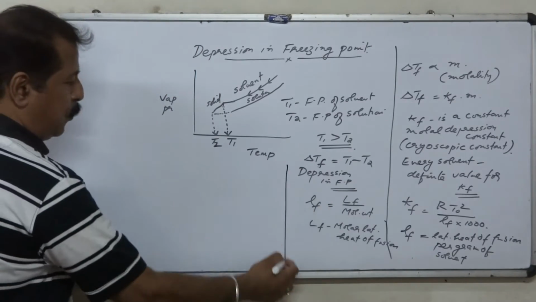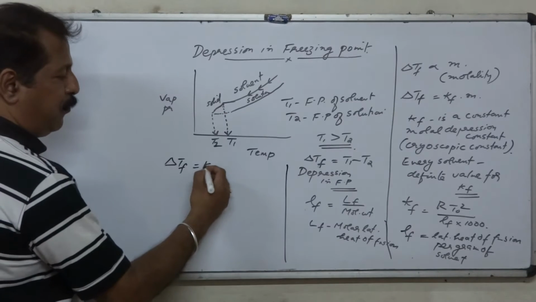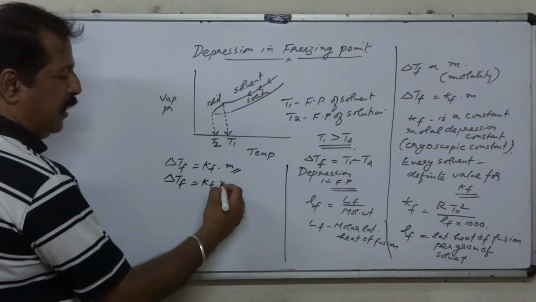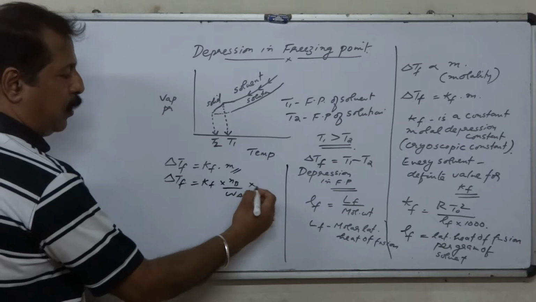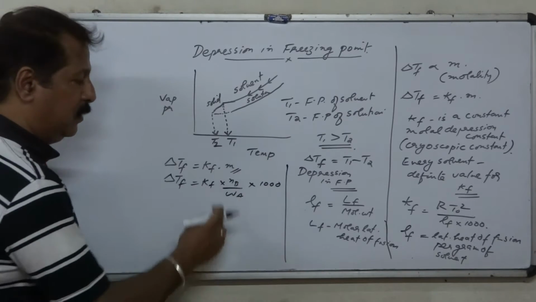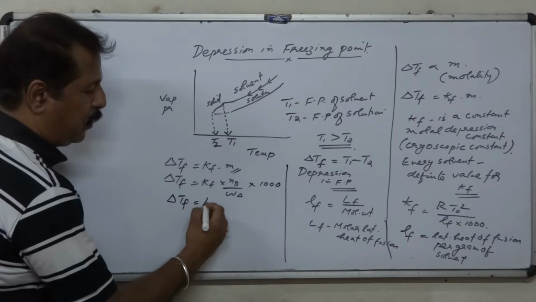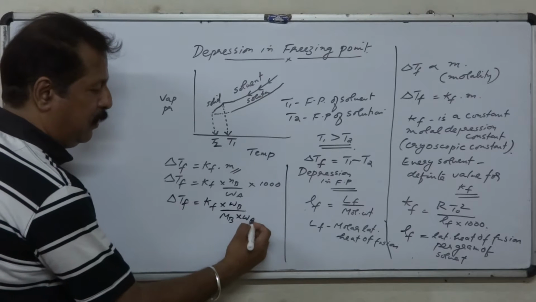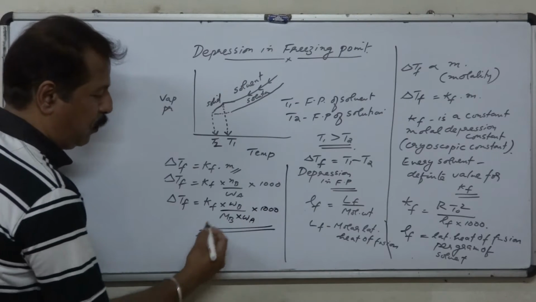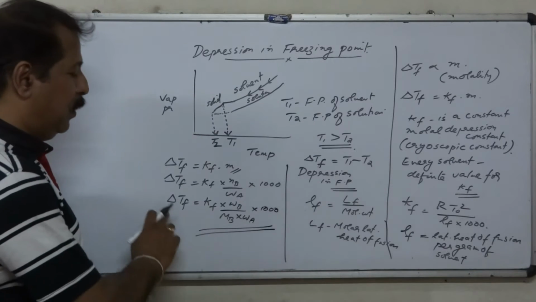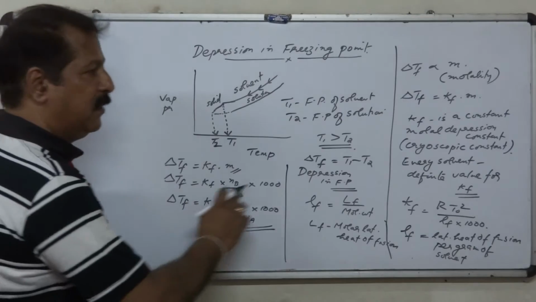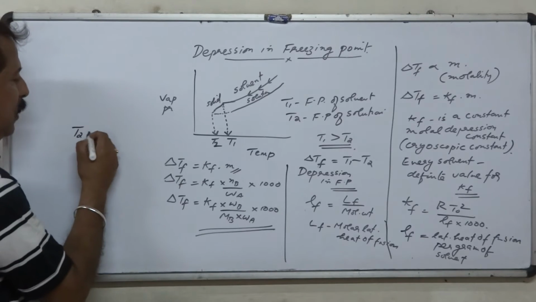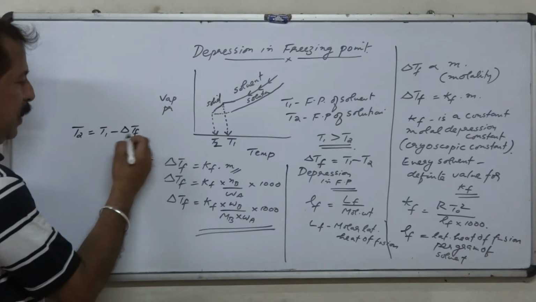After this you substitute here: delta TF is equal to Kf into m. So delta TF is equal to Kf into nb divided by Wa into 1000. That is the expression for molality. For nb you substitute Wb by Mb, so delta TF is equal to Kf into Wb by Mb into Wa into 1000. So this is the final expression for depression in freezing point. Using this expression you can calculate delta TF, and then T2. T2 will be equal to T1 minus delta TF.